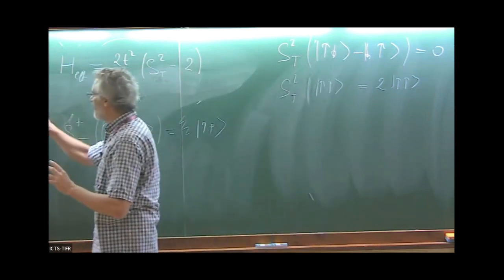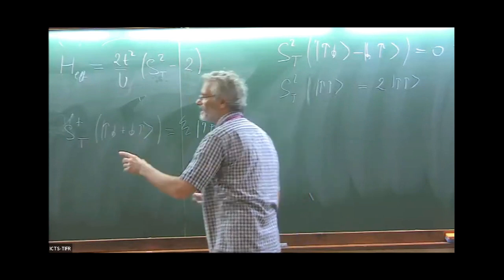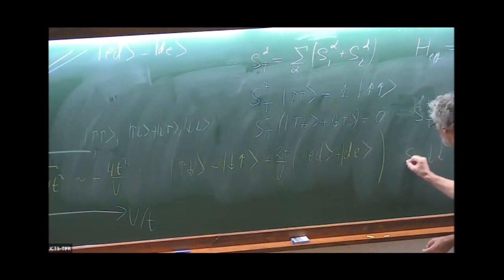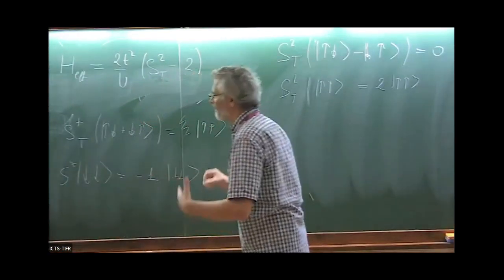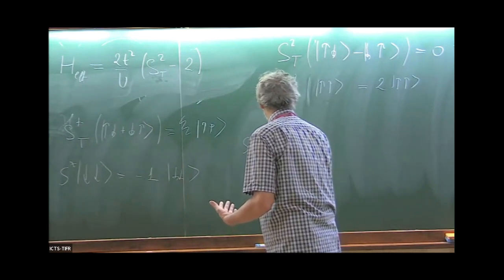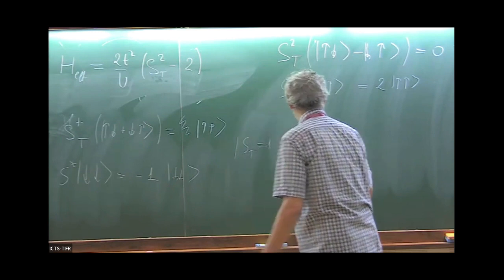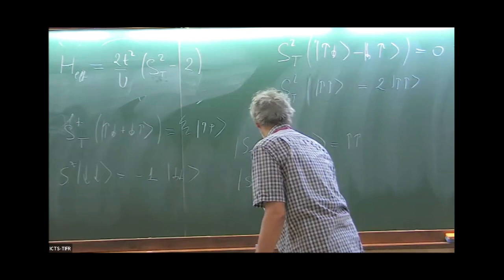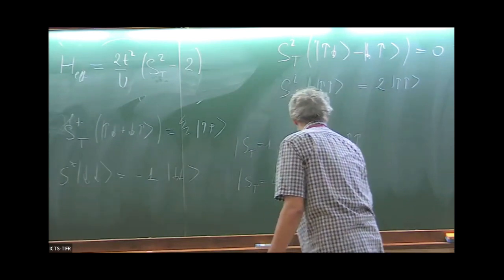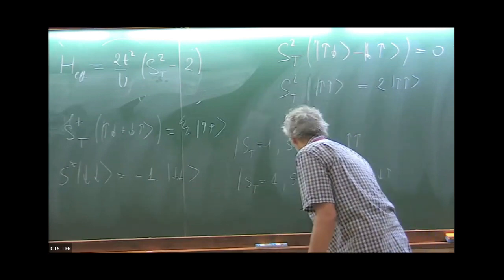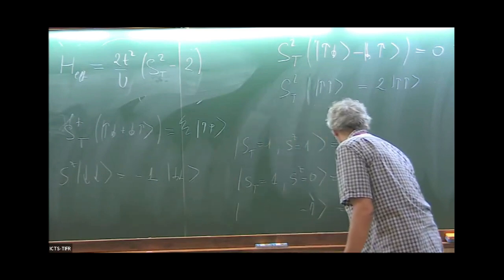So it tells us that up up, up down plus down up, and down down, with a minus 1 here, are all members of the S total equal 1 multiplet. S^z equal 1 is the up up, S total equal 1, S^z equal 0 is the up down plus down up, and with the minus 1 here is the down down.